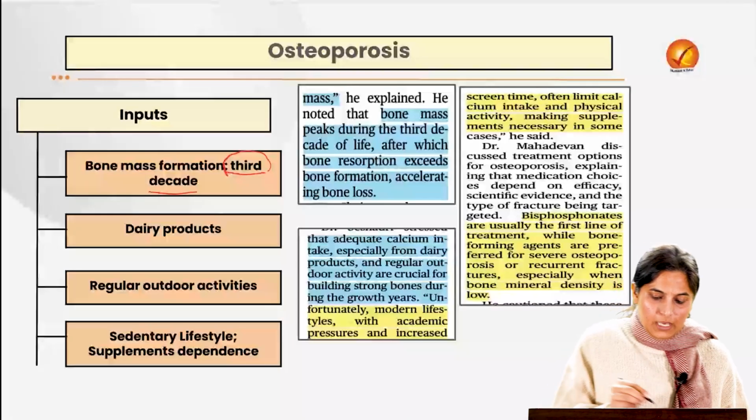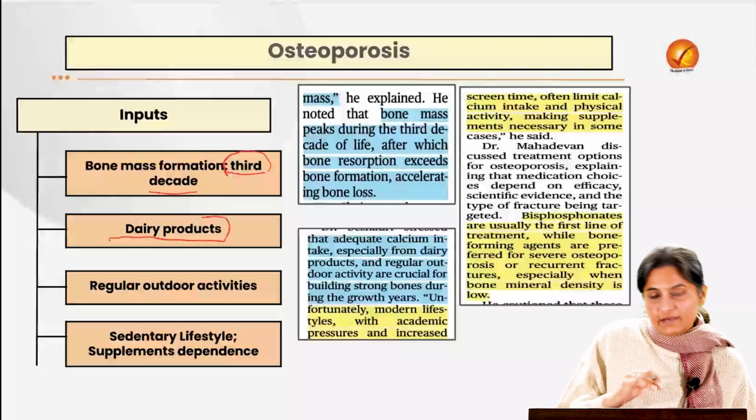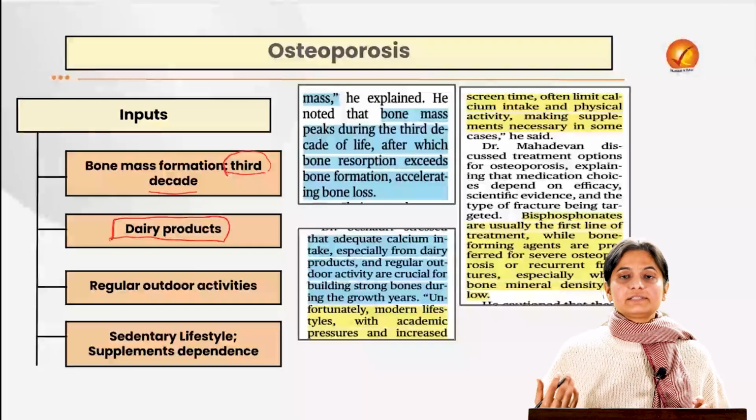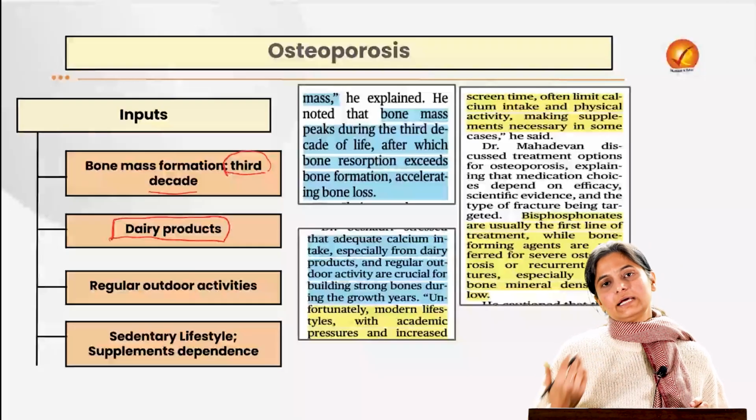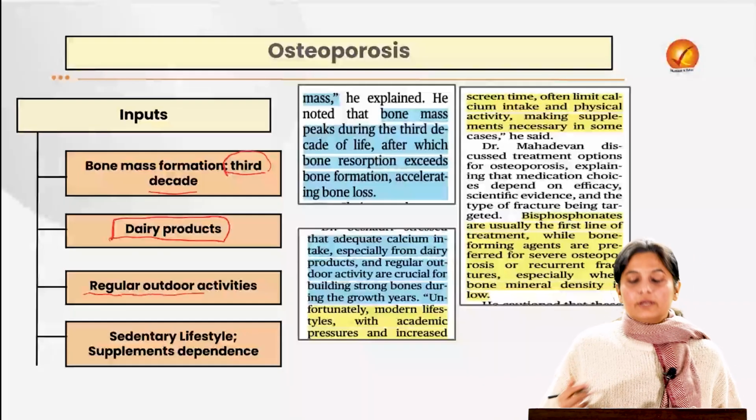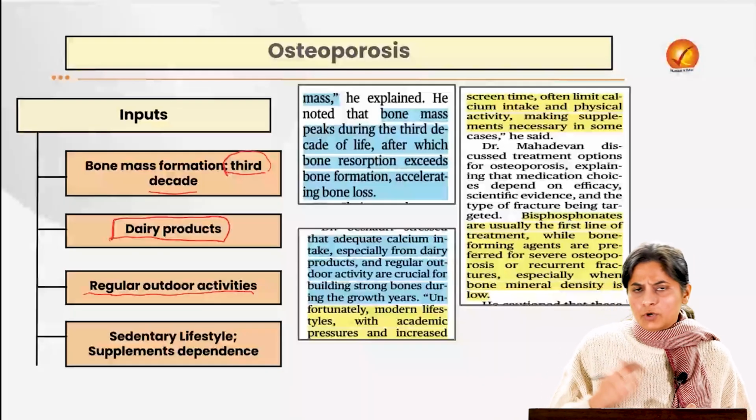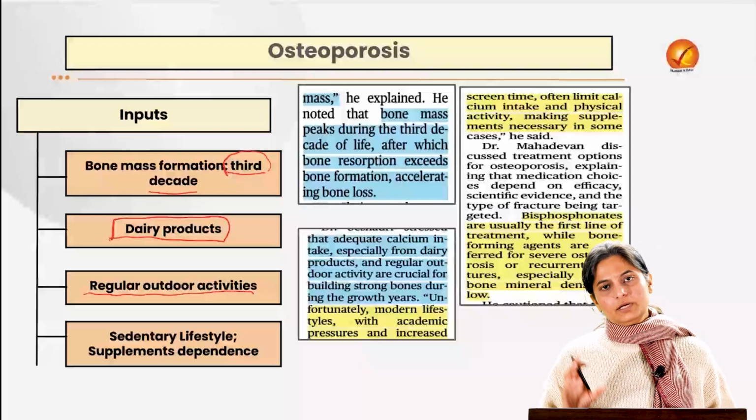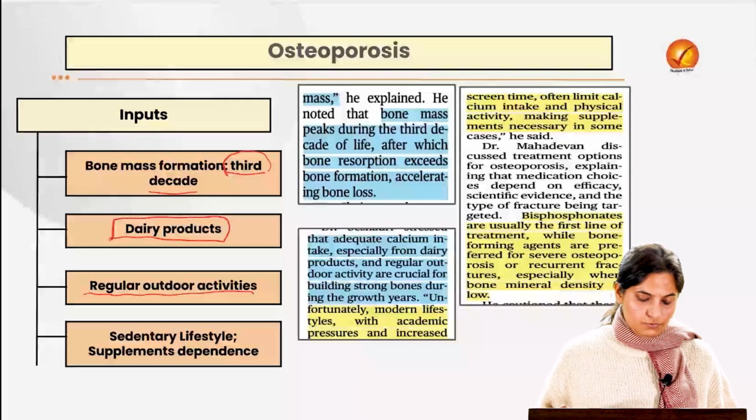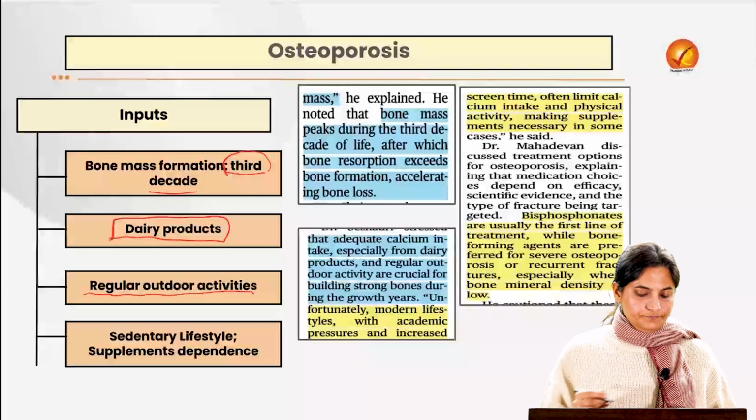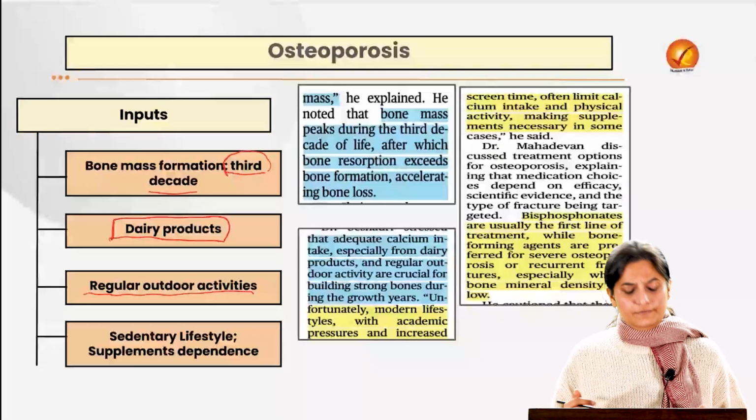Like I said, bone mass formation takes place till the third decade of the life cycle of a human. After that, or even till then, you have to constantly ensure consumption of dairy products in your daily dietary supplements. You have to ensure that you are regular with outdoor activities. I'm not talking about very exerting outdoor activities, but a basic minimum of 30-45 minutes. That could be a simple walk, or playing some outdoor activity.